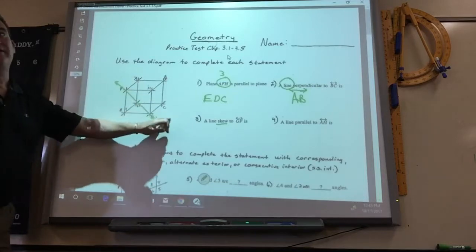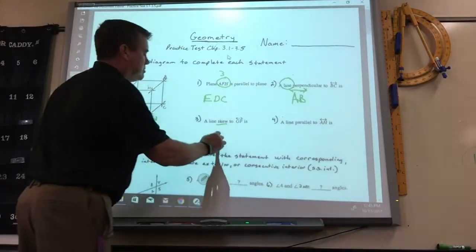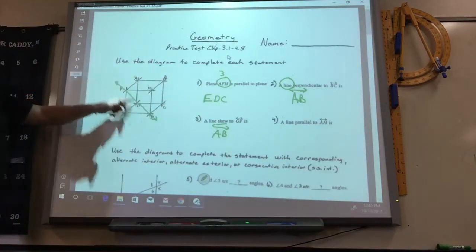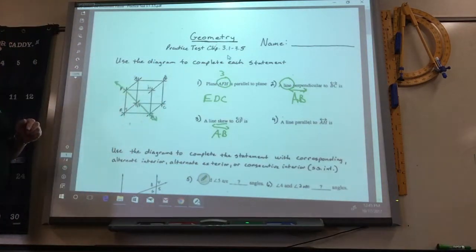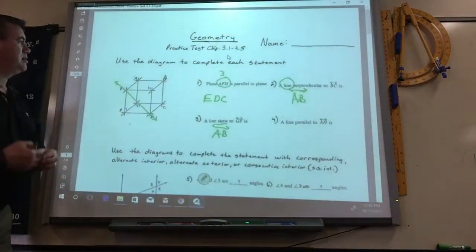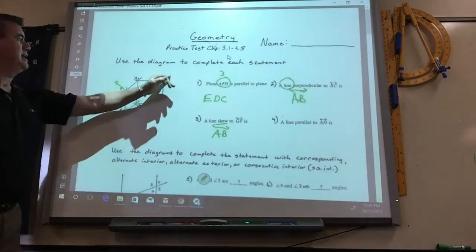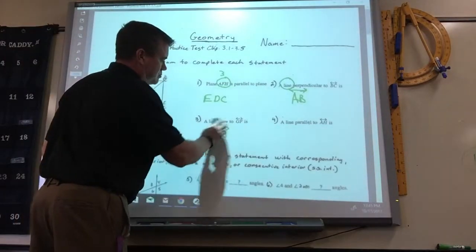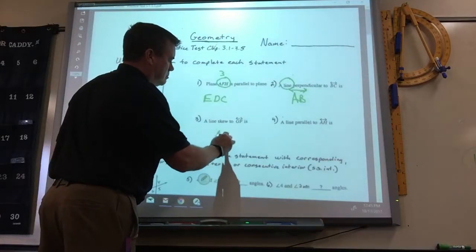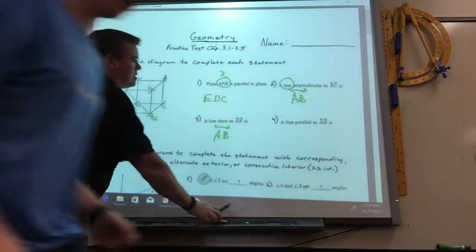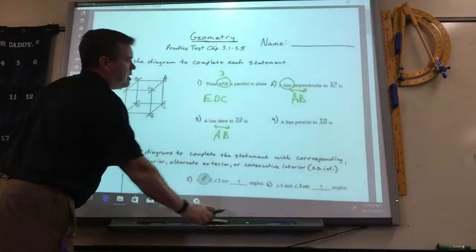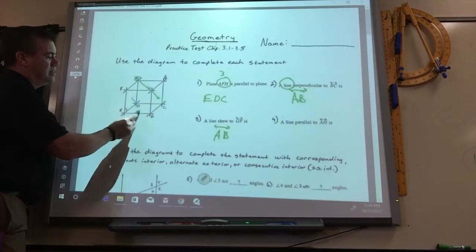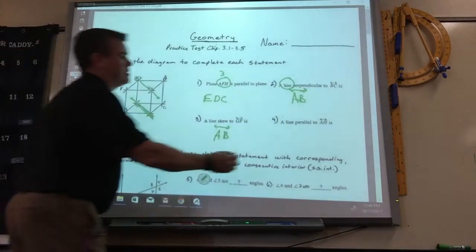AC would be parallel. AB would work because it would never intersect this line. Also, BH would work. DC would work. You could put a line that's not even drawn on there, DB. And then the last one, a line parallel to AH. So there's AH, DG right underneath it.